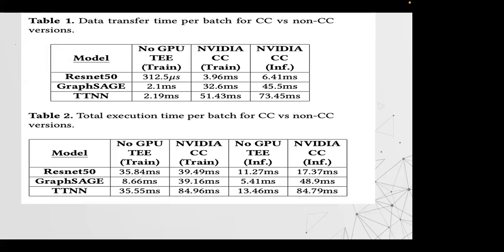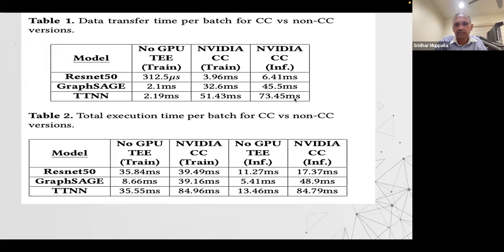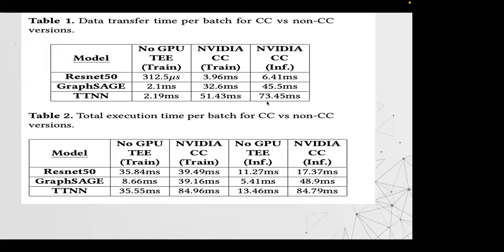But does the same thing also apply in the inference part, Sridhar? That's why you see 73.45 milliseconds. Yeah, see, this one, 73.45. This is the data transfer time.